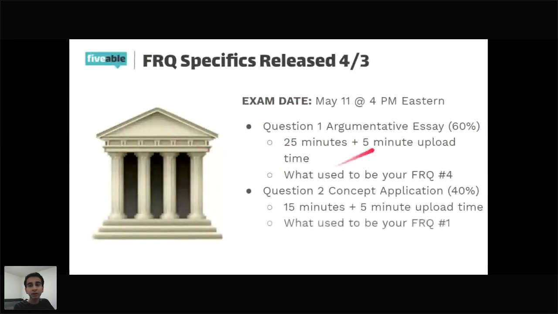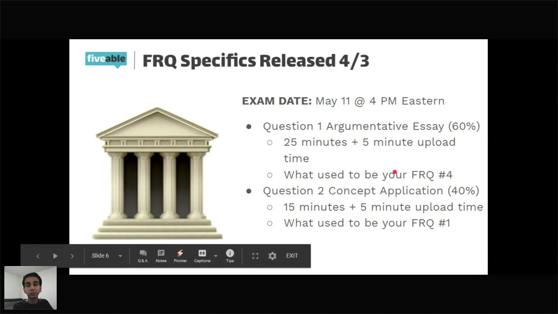The argumentative essay rubric has been modified. If you go back a few weeks, I believe it was on the 6th of April or something like that, I did a Q&A session and went through how to write the argumentative essay. If you want more information on that, you can see it on the Fiveable website.